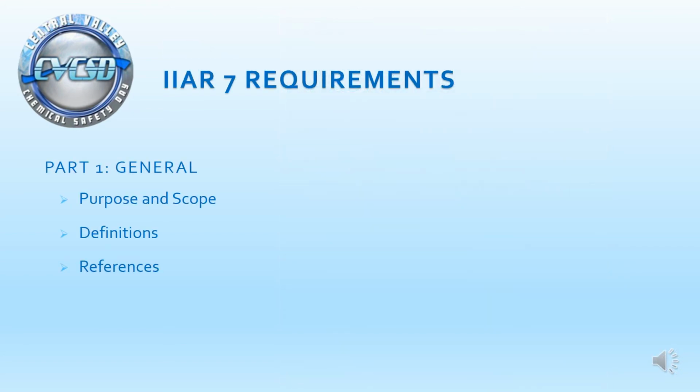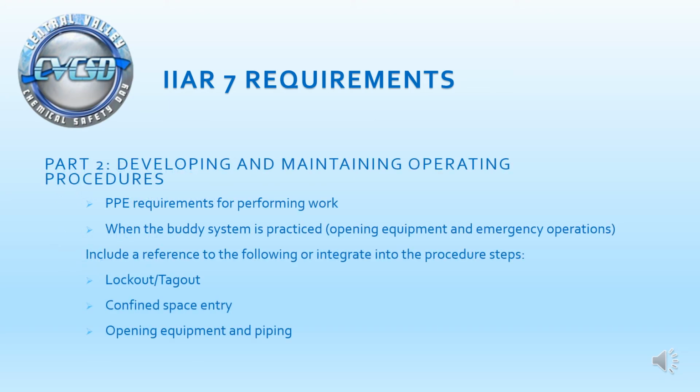Part 1 is general and includes purpose, scope, definitions, and references. It's not all that useful for me to focus on these now. Move on to part 2, which is about developing and maintaining operating procedures. Some of these requirements will mirror what we've already covered in the CalARP Program Level 3 requirements, like PPE requirements for performing work. Under the safety and health requirements and operating procedures for CalARP, PPE is one of those items that's required.